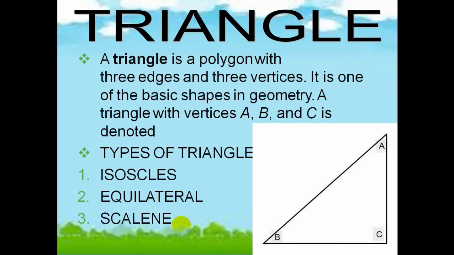Isosceles triangle is that triangle in which the length of 2 sides are equal. Equilateral triangle is that triangle in which the length of all sides are equal. Similarly, scalene triangles are different-sided triangles. Different-sided triangle means the lengths of all 3 sides will be different. And similarly, there are 3 other types with respect to angles: right angle triangle, obtuse angle triangle, and acute angle triangle.